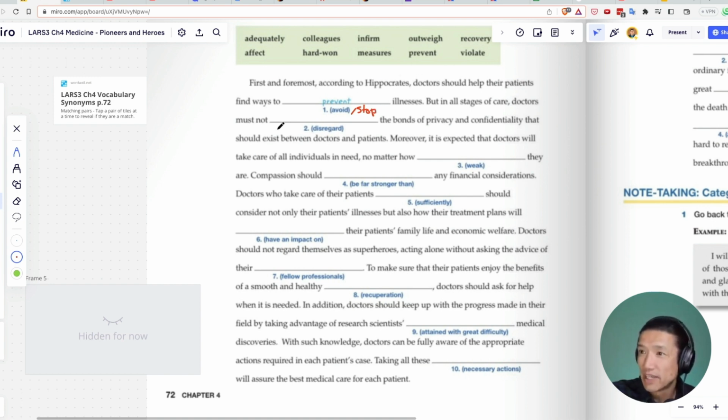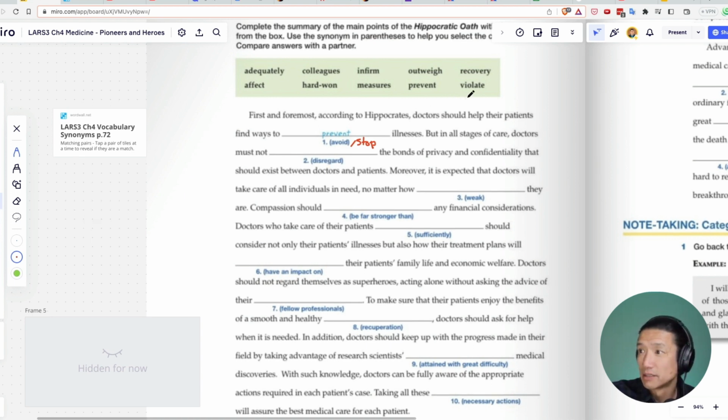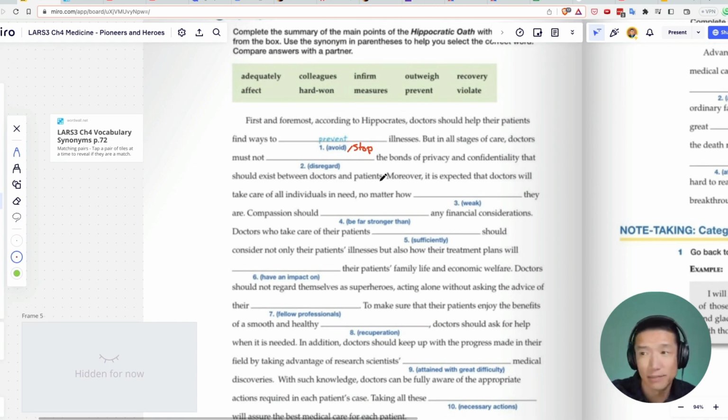But in all stages of care, doctors must not disregard the bonds of privacy and confidentiality that should exist between doctors and patients. What can this word be? Word that disregards. Disregard means not regard, not care about something, not do something. To break a promise, right? There's a promise, a bond between the privacy and confidentiality that should exist between doctors and patients.